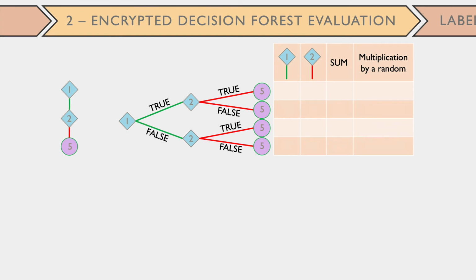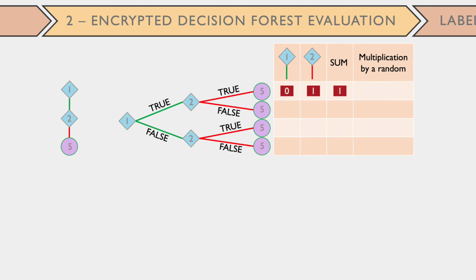Now consider the application with the branch leading to the leaf number 5. The first node, the node number 1, is expected to be true, and the second node, the node number 2, is expected to be false. We have the following cases. In the first case, the first comparison is true as expected, so we retrieve an encryption of 0, and the second comparison is true, but it was expected to be false, so we retrieve an encryption of 1. We homomorphically sum those values, getting an encryption of 1.